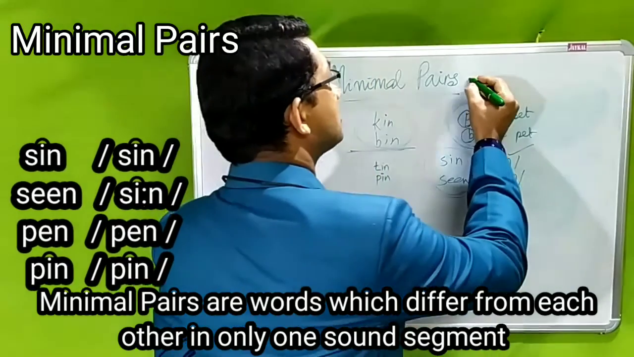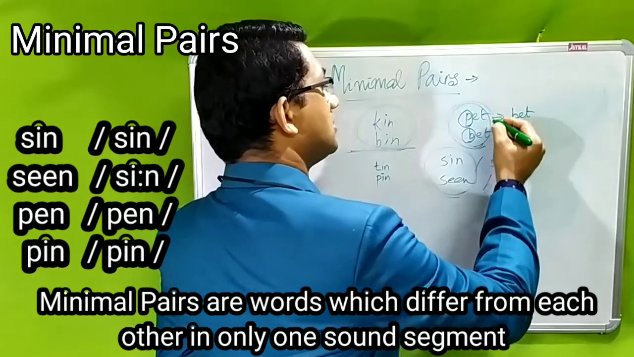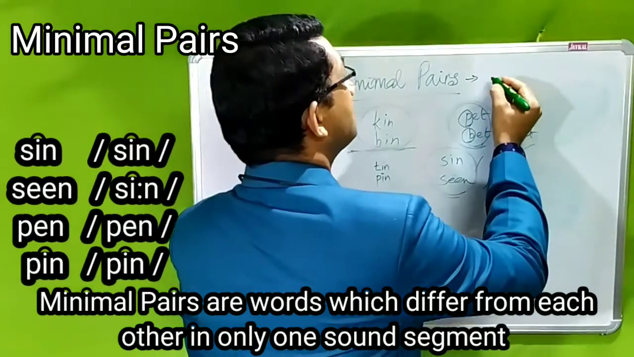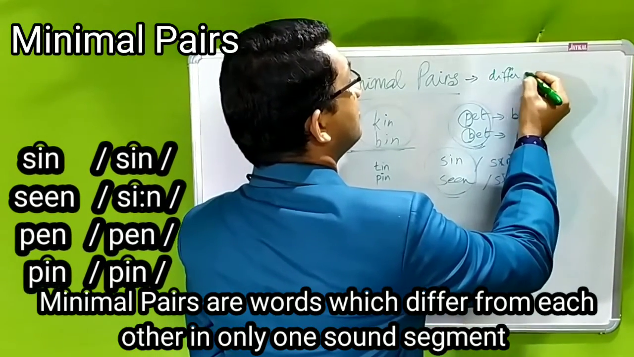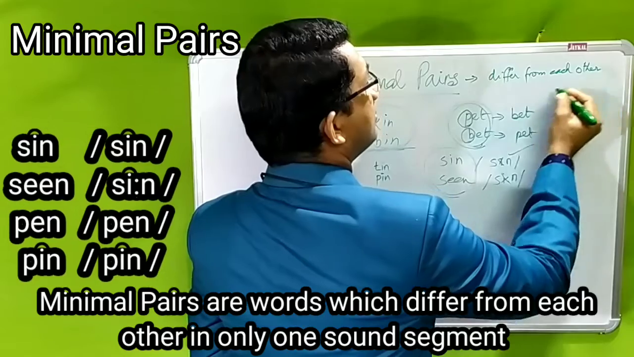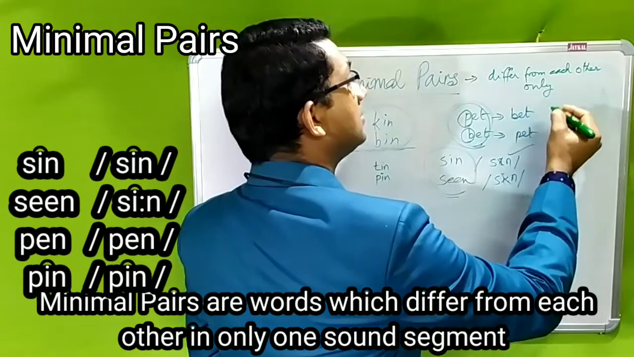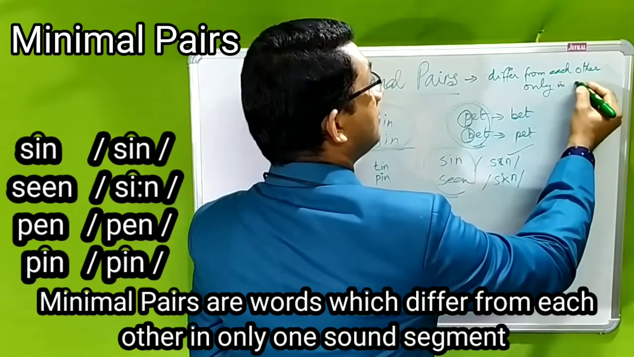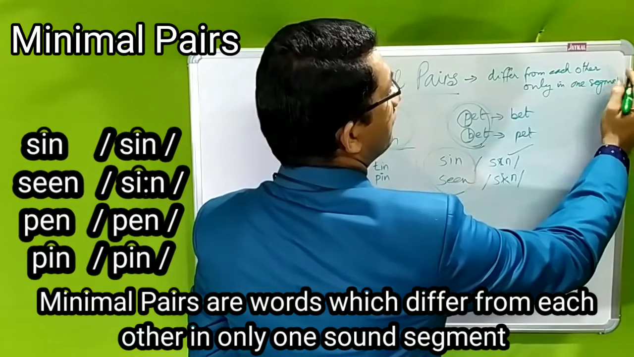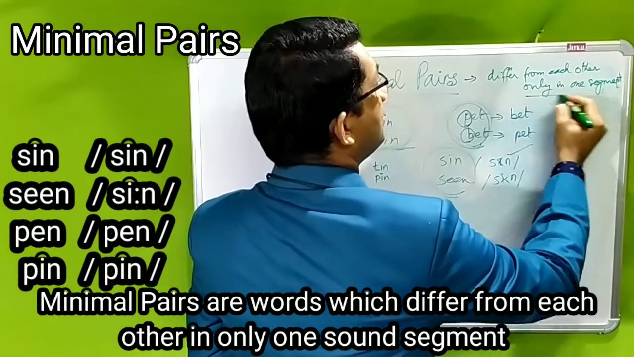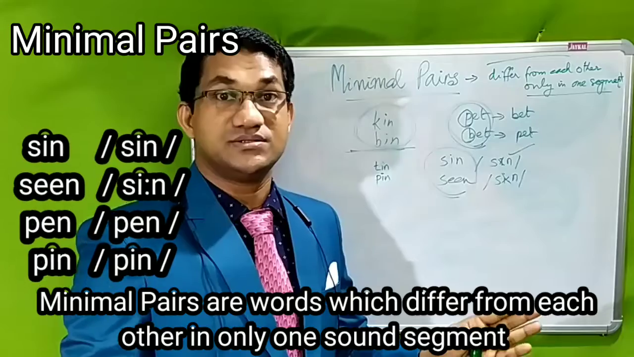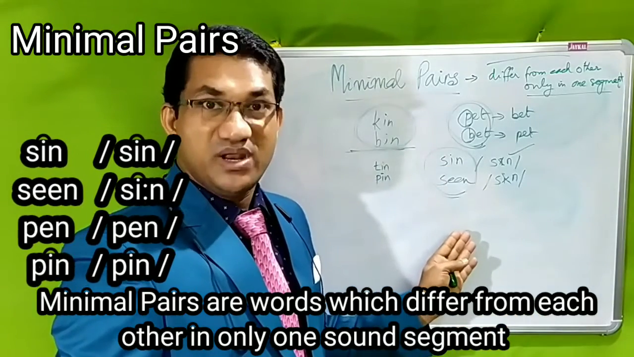Okay, so minimal pairs are groups of words which look very close to each other, but they differ from each other only in one segment. Such groups of words which differ from each other only in one segment are known as minimal pairs. I have written a number of minimal pairs.